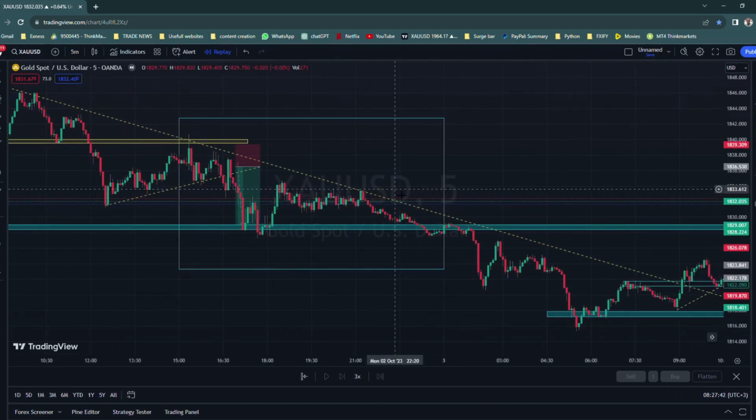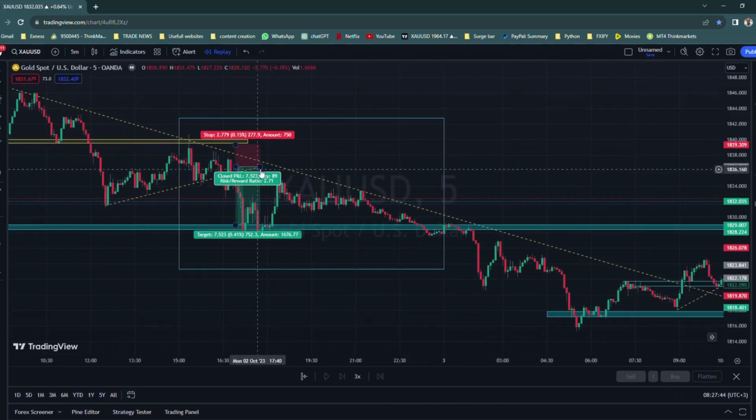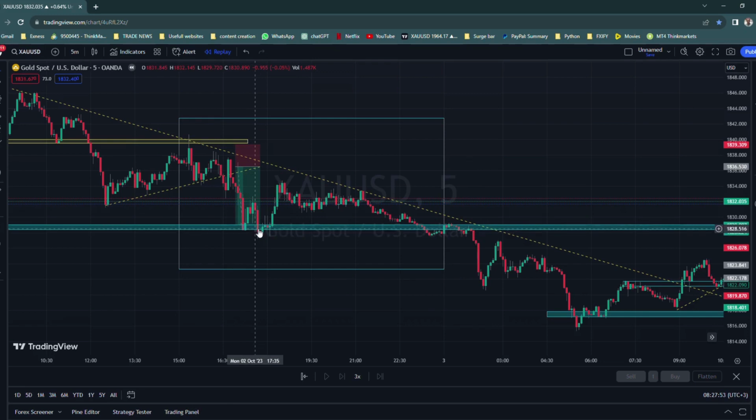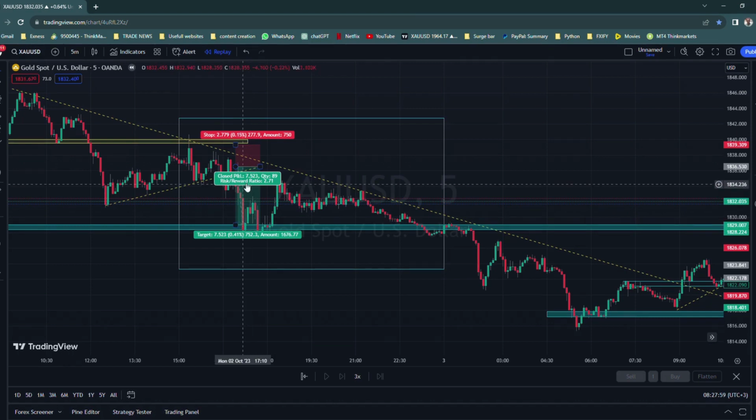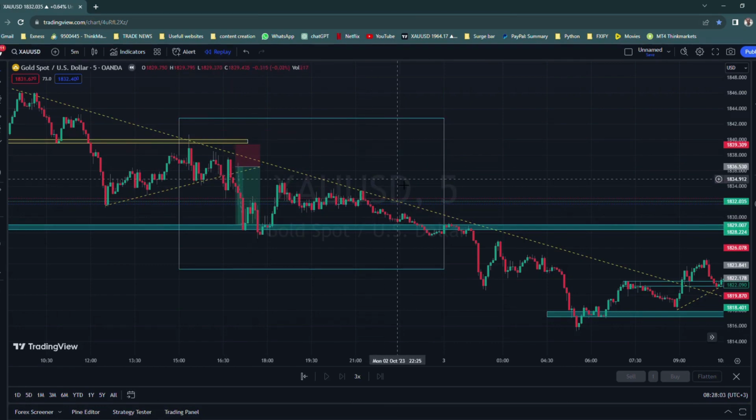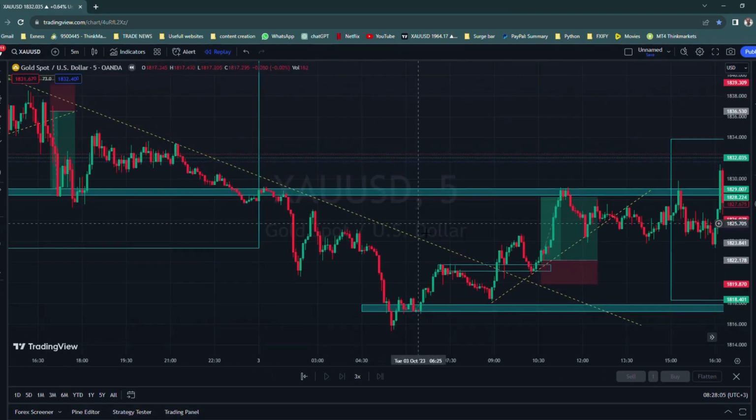So let's try and look. Let's say you're trading with a 1 lot size on gold. This could have easily been a 270. This could have easily been 50 pips, which could have been 500. If you're trading with a 0.1, this could have easily been $40 to $50. So let's move on to the next day, which is Tuesday.